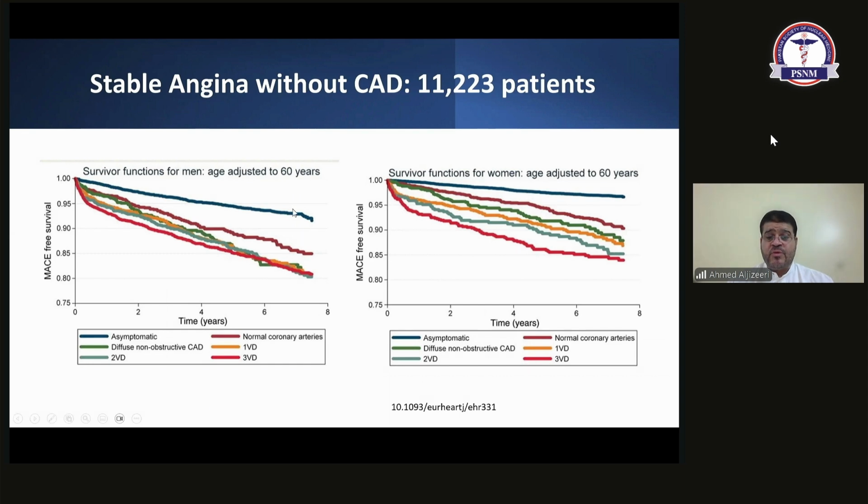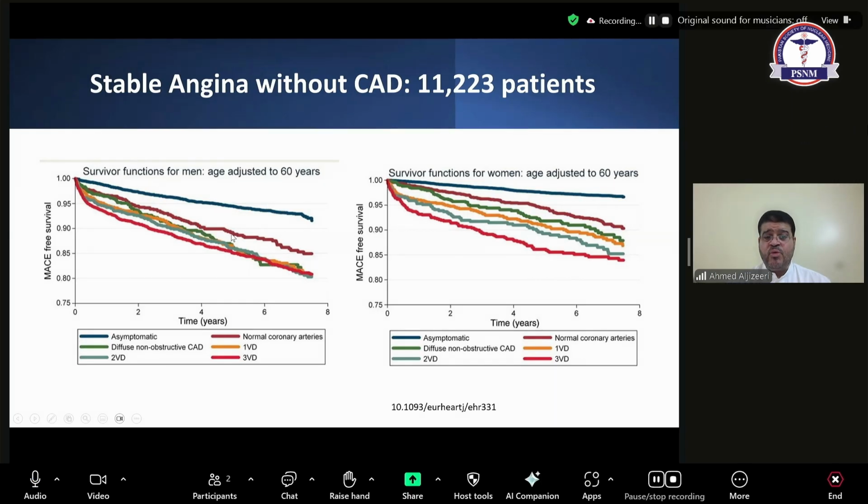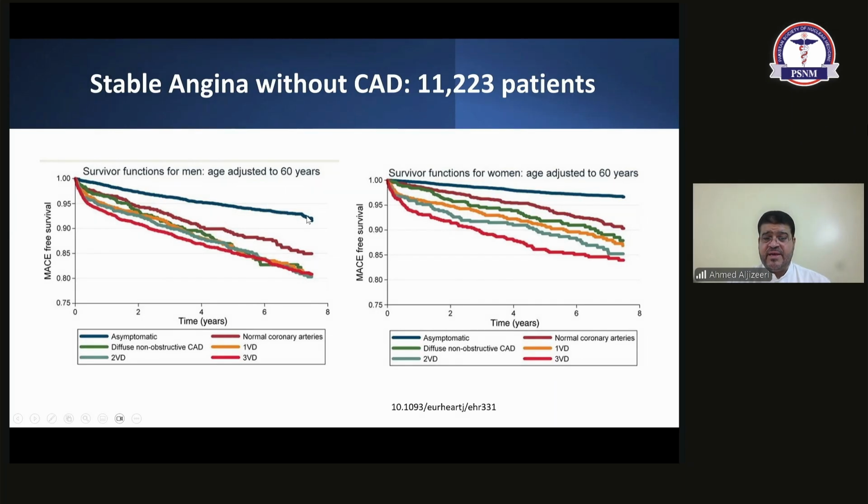Furthermore, we know from CT studies that if a patient has normal coronary arteries, the minute they present with chest pain, their survival decreases. As you can see, this dark blue line on the left side of the screen shows asymptomatic men, and these are men who have chest pain and normal coronary arteries by CT. As you can see, there is a significant reduction in survival in both men and women.